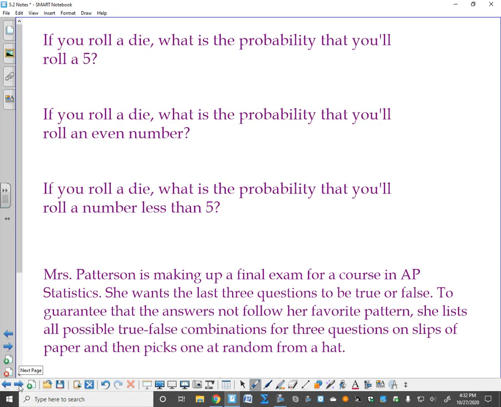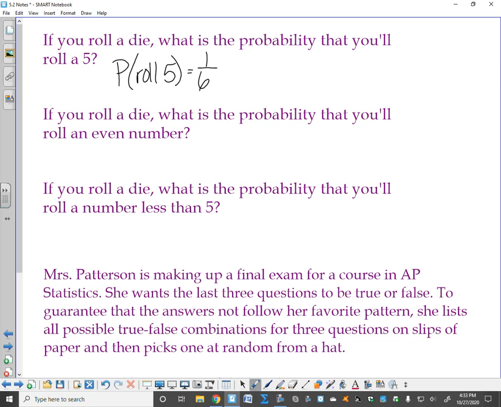If you roll a die, what's the probability that you'll roll a 5? Okay, here's how we're going to write it: probability roll 5. Well, I have a die. It has 6 sides. There is 1 five on there, so the probability would be 1/6. So favorable outcomes over total outcomes. My sample space would be 1 through 6, and the only one that's favorable would be the 5.